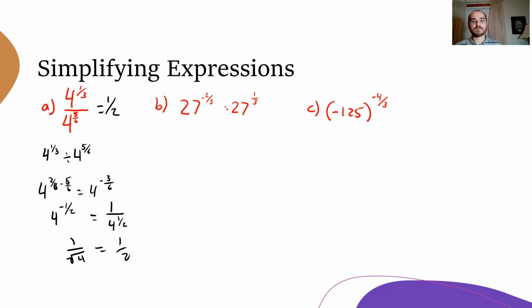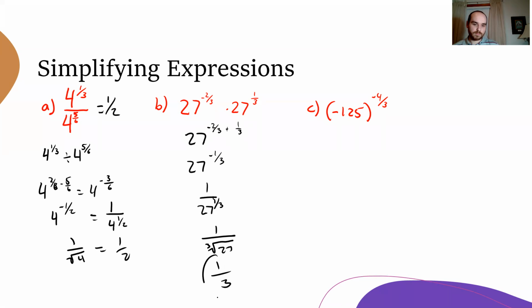So the next one's a little bit easier. We've got 27 to the negative 2/3 times 27 to the 1/3. So that is equal to 27 to the negative 2/3 plus 1/3. Negative 2/3 plus 1/3 is, of course, negative 1/3. So now we have 27 to the negative 1/3. This is equal to 1 over 27 to the 1/3. And that is equal to 1 over the cube root of 27, which in this case is 1/3. So this one is 1/3.